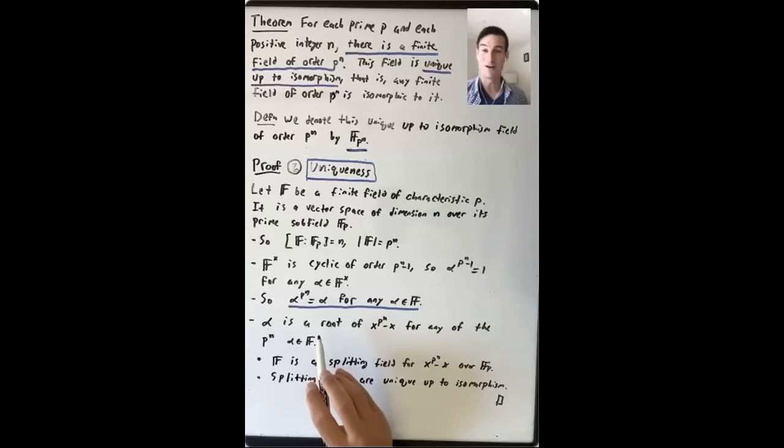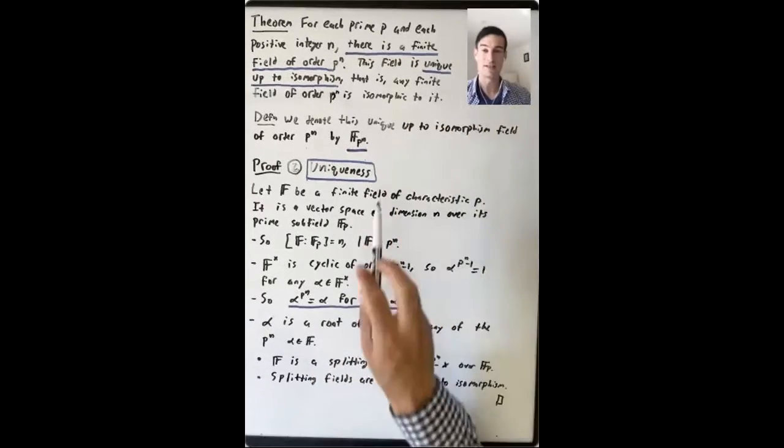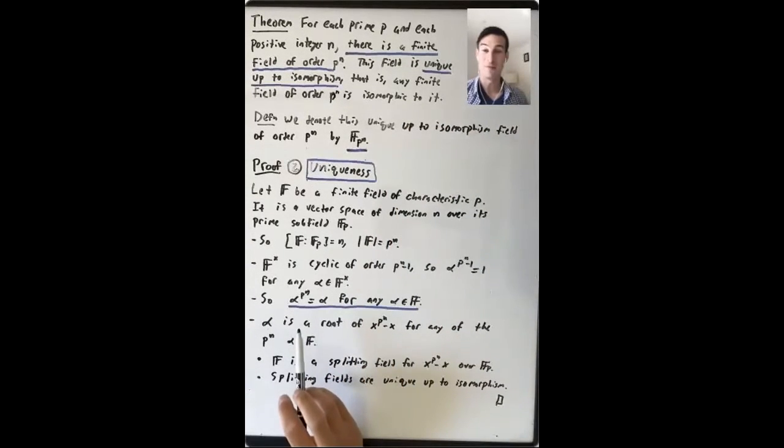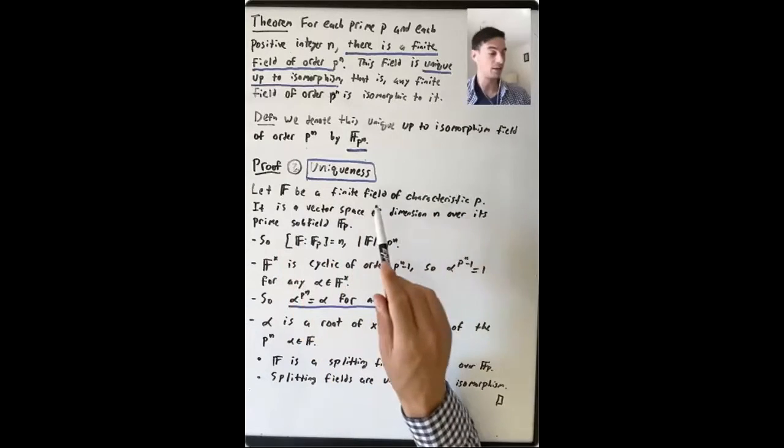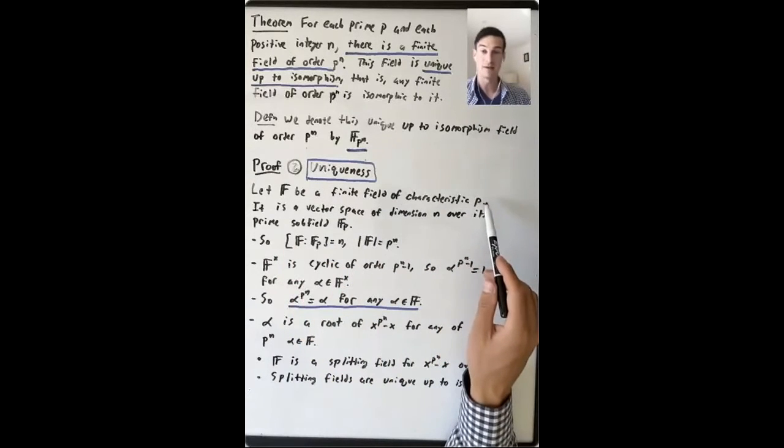We now want to show the uniqueness part of this statement. That is, if we have any finite field of order p to the n, it's isomorphic to this finite field of order p to the n that we constructed as a splitting field for the polynomial x to the p to the n minus x over Fp.